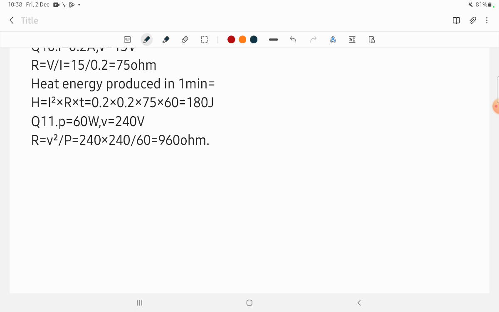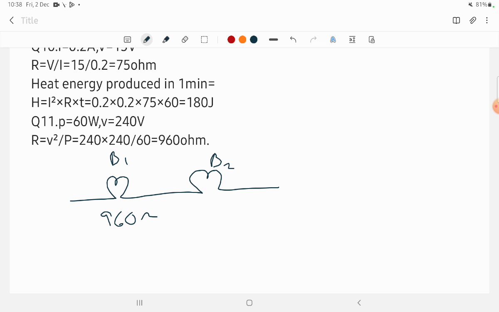So in this case you have to draw a circuit. These two bulbs, so this is a bulb and this is another bulb. So this one 240 volt 60 watt, that means it is 960 ohm. Bulb 1 and this is bulb 2. So bulb 1 960 ohm, bulb 2 another bulb 960 ohm. So these two bulbs are connected across this 240 volt.